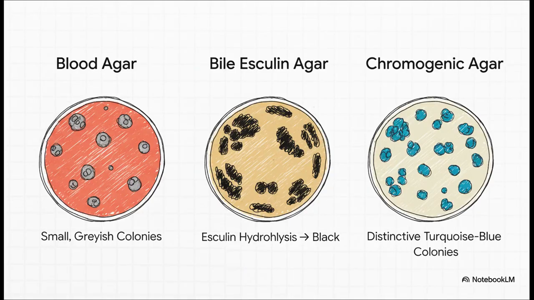On a plate, it's not very picky. But that ability to grow in bile and hydrolyze esculin, turning that agar black, that is the classic old-school presumptive ID that's been a workhorse in labs forever. And you got to admit, on chromogenic agar, those little turquoise blue colonies really pop. Makes life a little easier.